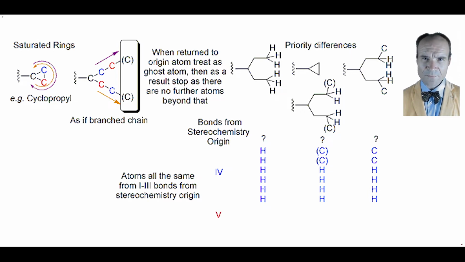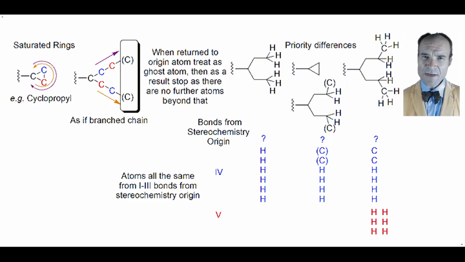Let's keep going. What about atoms 5 bonds from the stereochemistry origin? Well, now, with both the 1-ethyl propyl and the cyclopropyl groups, there are no such atoms. However, with the 1-propyl-butyl group, there are 6 hydrogens, 5 bonds from the stereochemistry origin. The analysis of this allows the assignment of priority.